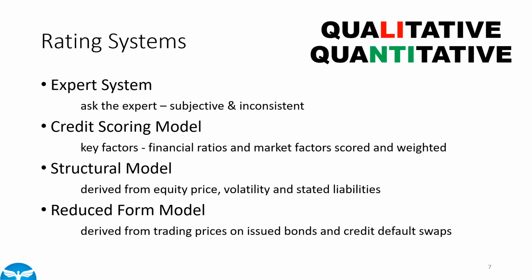Or you can have a structural model which is derived from the equity price or the stock price of the airline and the volatility and the stated liabilities in its accounts. So this gives you a statistical approach to the probability of default. The problem with this is that not many airlines are listed on stock markets, so that limits this approach to those companies. And the fourth form is what is called the reduced form model, which is derived from trading prices on bonds that the airline has issued or credit default swaps. And you can then implicitly calculate what type of probability of default is implied by that pricing. This is also a bit limited because many airlines have not issued bonds that are traded or that are public. So that will limit the population of airlines that could be tracked in this way.